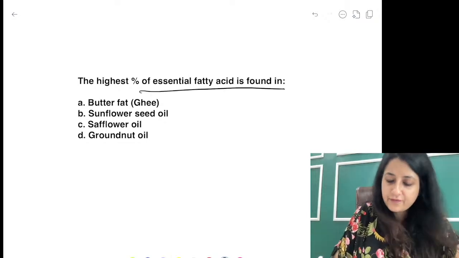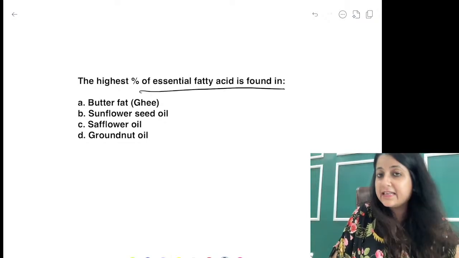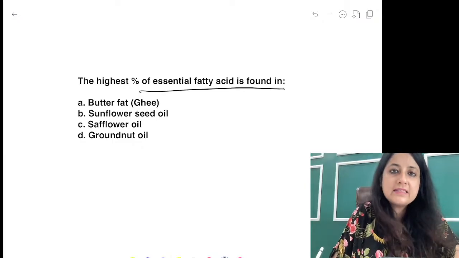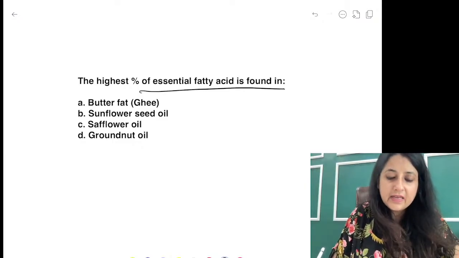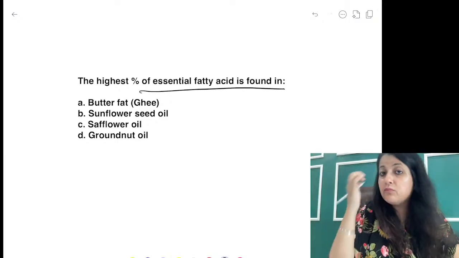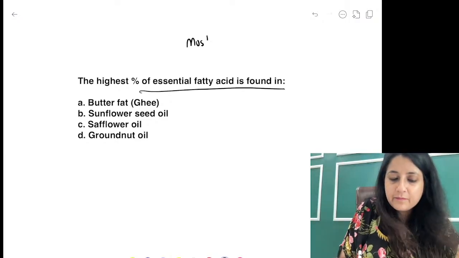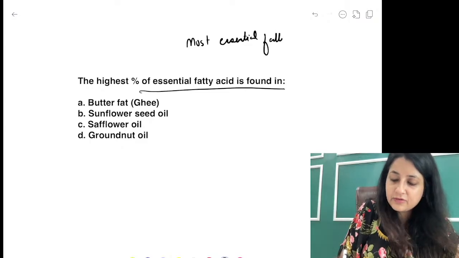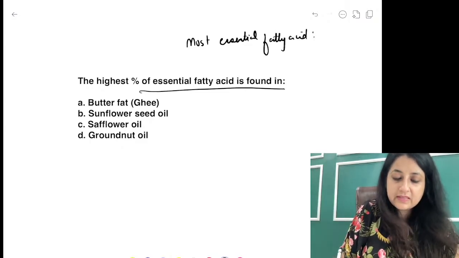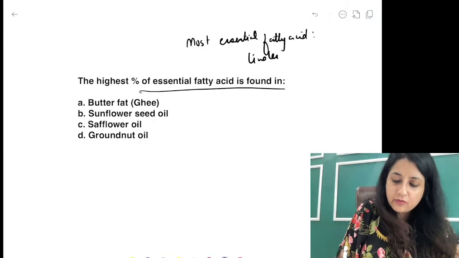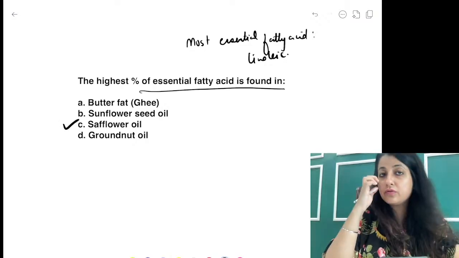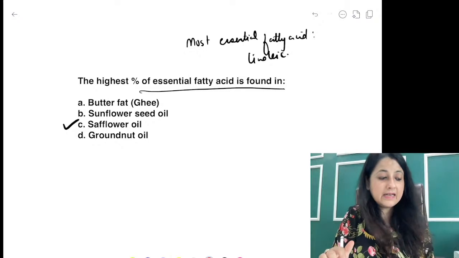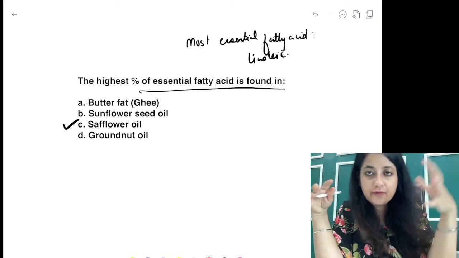Highest percentage of essential fatty acid. Now which is the essential fatty acid, guys? Over here you must know the most essential fatty acid. The most essential fatty acid is linoleic acid. The richest source of that is safflower oil. These are all PUFAs. Okay, you all know that if you talk about fats, they are of two types.